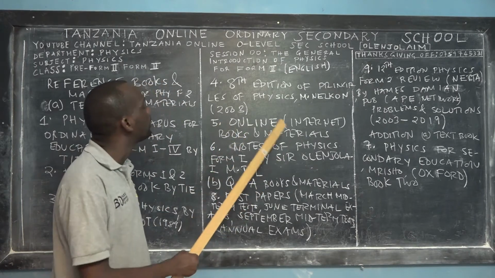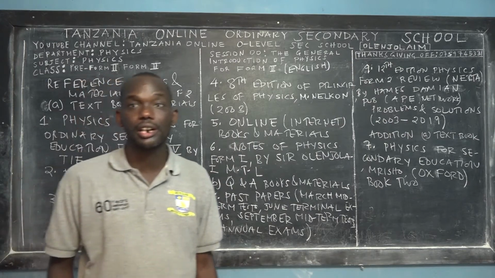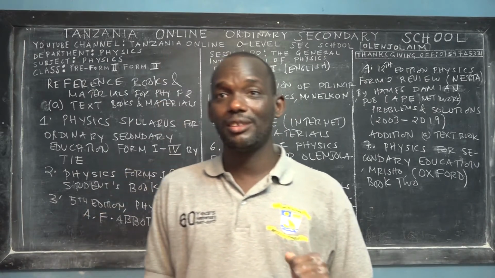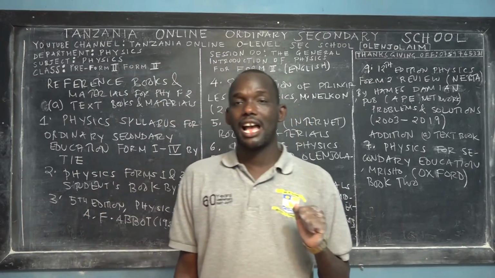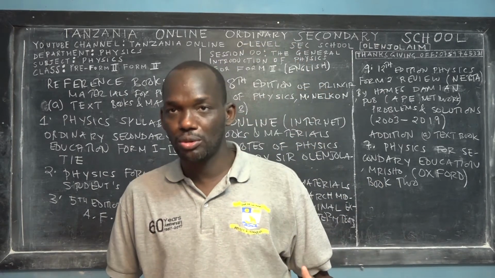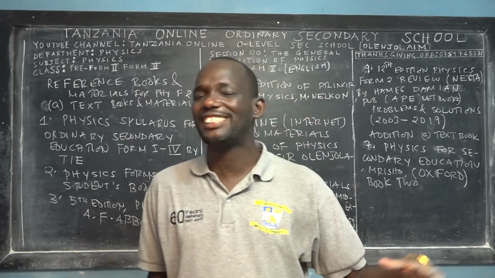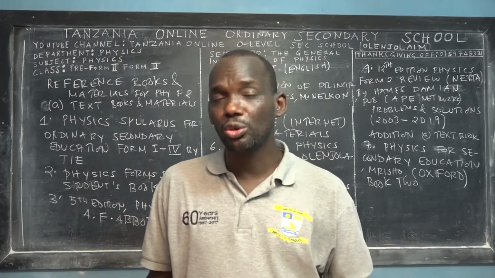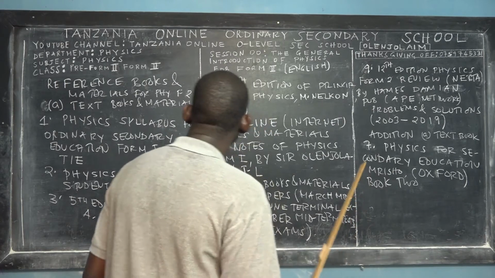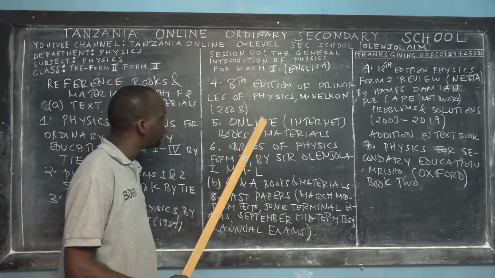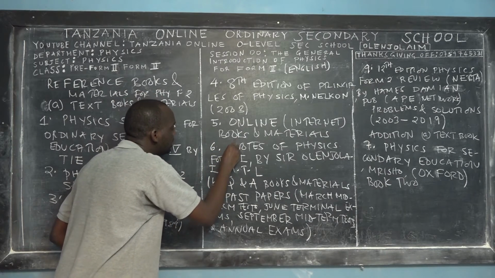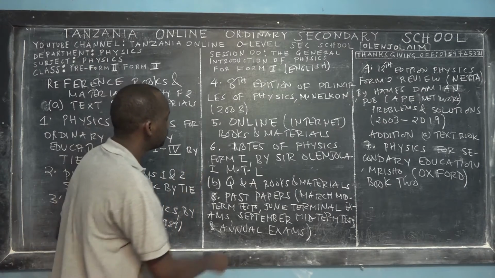Then the fifth reference is online or internet books and materials, right? The internet is wealthy with reference books and notes for learning physics. However, you should have your syllabus book beside you when you go online, because there is a lot of information online. So you should be specific: what are you looking for, and how can you get it? But I recommend using online, because online is wealthy, right? I recommend it.